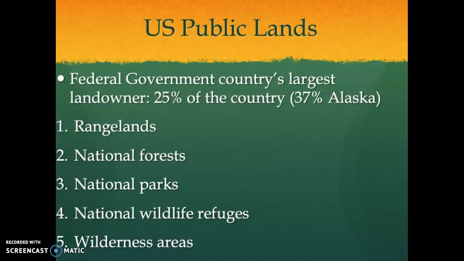So the federal government is the largest landowner in the United States. They own 25% of the country as public lands, 30% of Alaska on its own. And we have those public lands divided into these different categories. So rangelands are areas that are publicly owned that are used for usually cattle, but it would be grazing animals. National forests, parks, wildlife refuges, and wilderness areas.